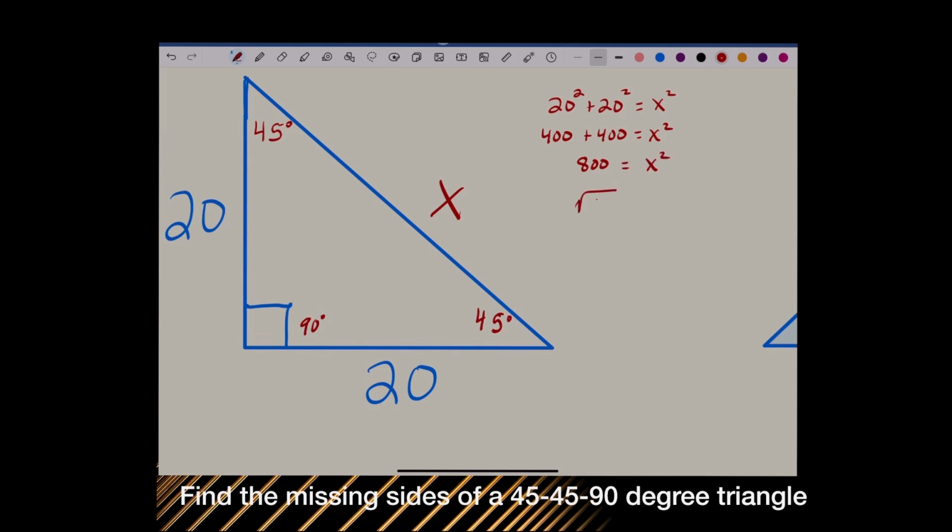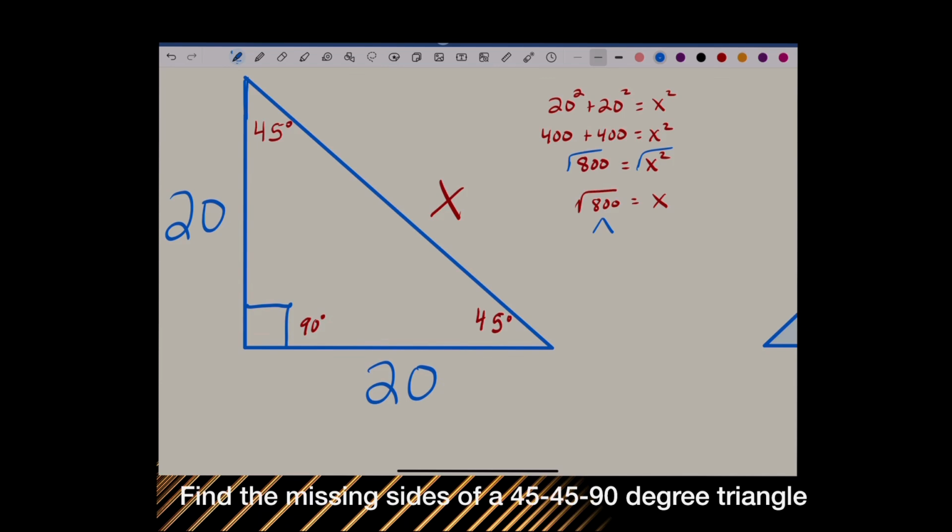So that's the square root of 800 is equal to x. Okay, well, that's kind of a goofy number. If we punch that into the calculator, it's still going to be kind of a goofy number. But I'm going to break this down and write it in radical form. We're going to do what we call simplifying the radical.